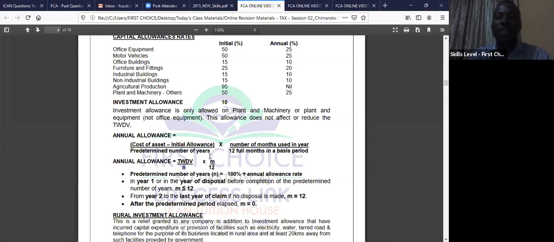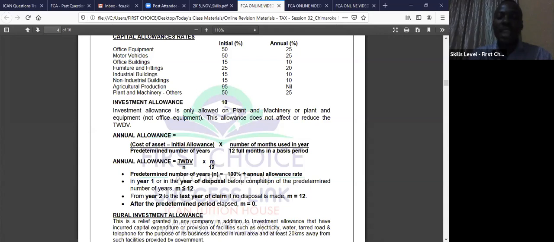Now, why do we say M over 12 here? M over 12 means if you are going to be prorating the annual allowance, you are going to use the number of months that the asset was used divided by 12. This happens in the first year, which is year one, when a business is beginning, you always prorate. It always happens the first time that the asset is being put into use, the very first year of that asset, this prorating will come.